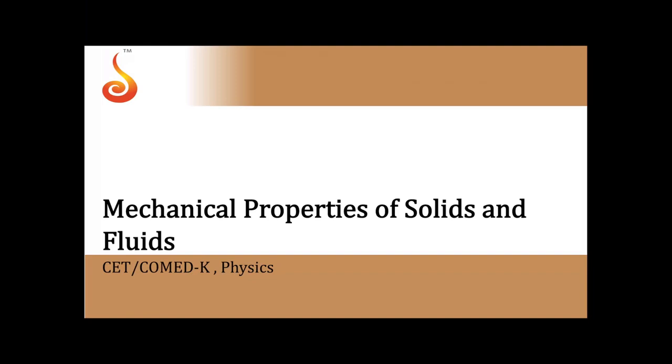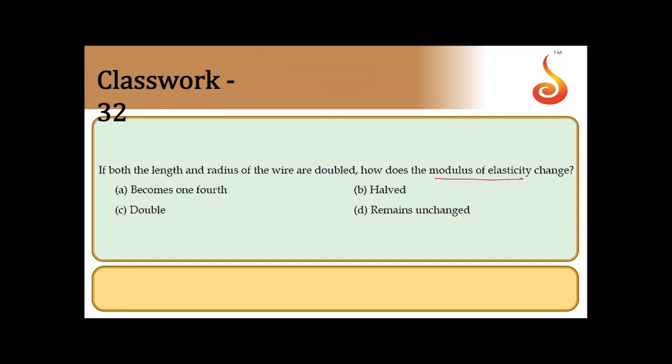Now we have MCQs on mechanical properties of solids and fluids. So the first one: if both length and radius of the wire are doubled, how does modulus of elasticity change? See, modulus of elasticity is constant for a given material. By changing the dimensions like radius and length, there will be no change for modulus of elasticity. So it remains unchanged. So it should be option D.